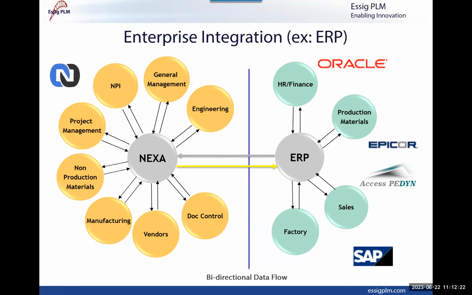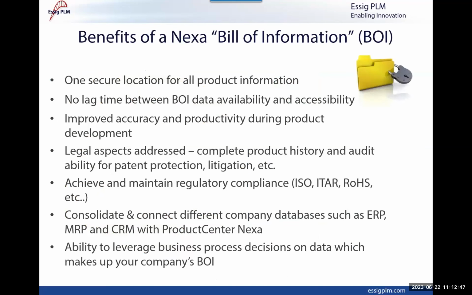No one customer is the same as another. Some just want to push from ProductCenter Nexa to the ERP system, for example. Some want to pull from ERP to ProductCenter Nexa, and then the third situation is bi-directionality. So it warrants a much deeper discussion, but the point here is that in order to have a complete, holistic view of a good bill of information, you're going to need to talk to other systems.